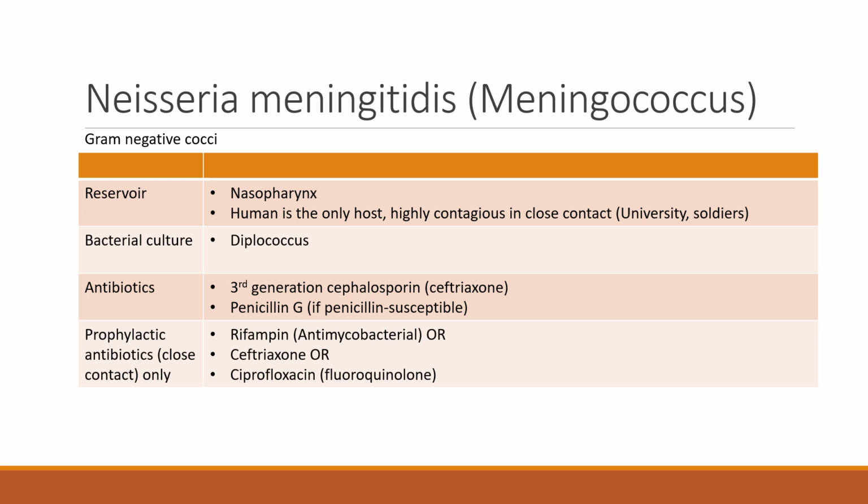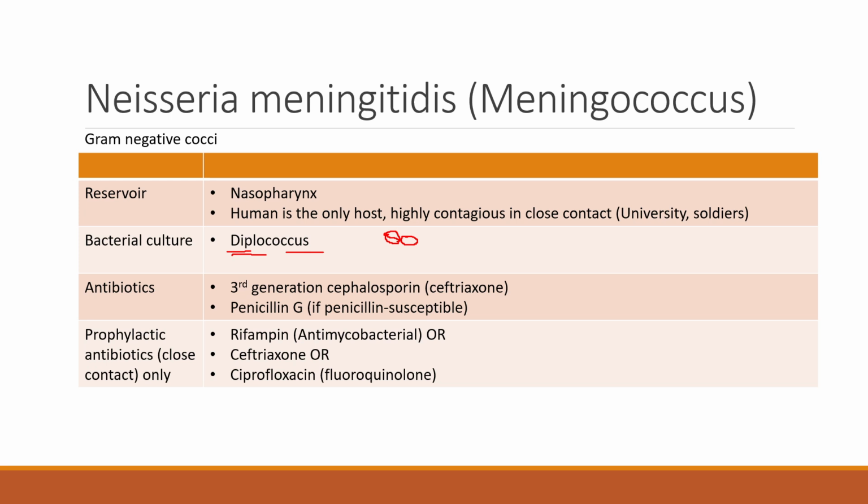So yeah, and then the culture can identify this diplococcus, which you can literally understand by the words. Coccus means a round shape, like a ball. Di means two, so that's basically two balls sticking together, and that's it.